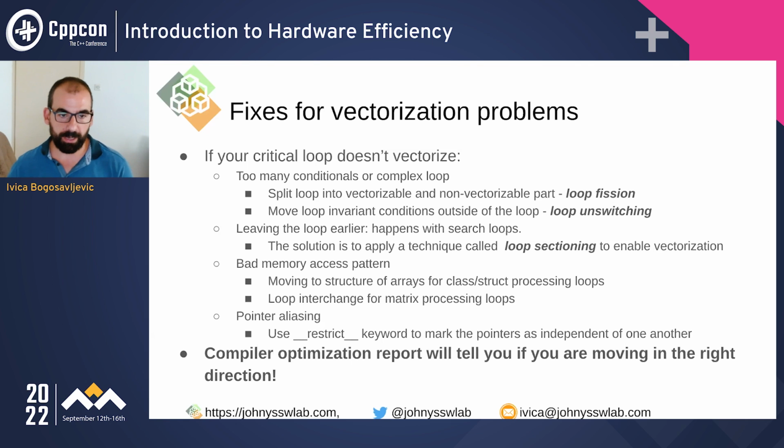So if you're working on compiler vectorization and you're interested to see what's going on, use the compiler optimization report. I gave the flags for that already, and it will tell you what you're doing and if you're moving in the right direction. It will tell you that it cannot vectorize the loop because of possible pointer aliasing or bad memory access pattern or whatever. Just follow the compiler optimization report. Clang has a bit better compiler optimization report. It's more informative compared to GCC's, but both of them are fine.